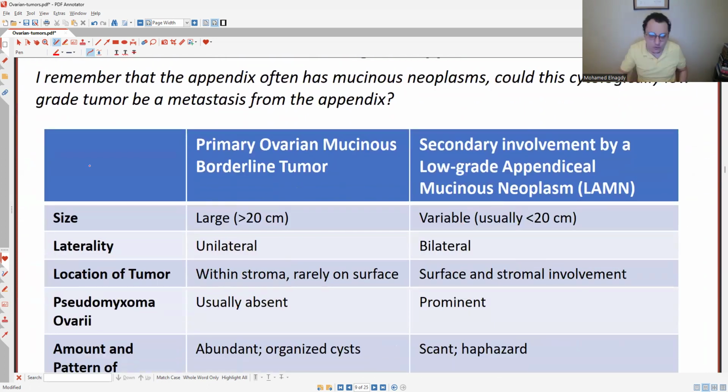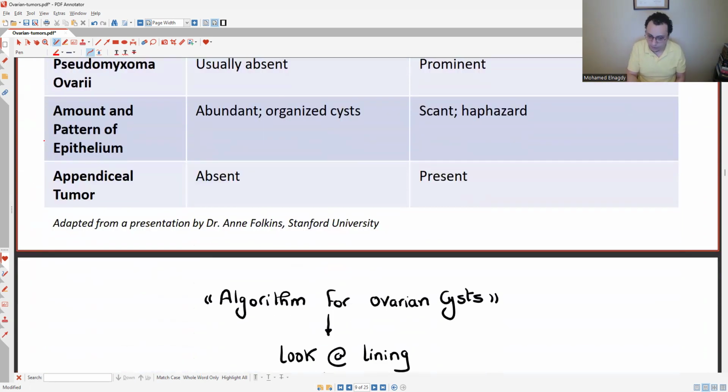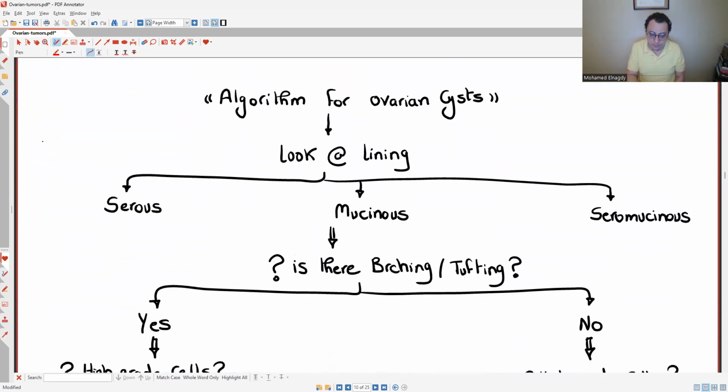Here, I don't know, this is too much. I didn't even look at this table comparing the primary ovarian mucinous borderline tumor to low-grade appendiceal mucinous neoplasm, which is the lemon. No, that's too much. You don't have to bother with this.